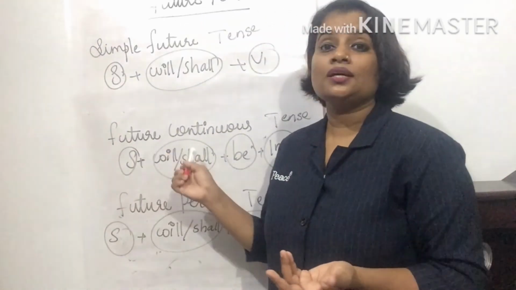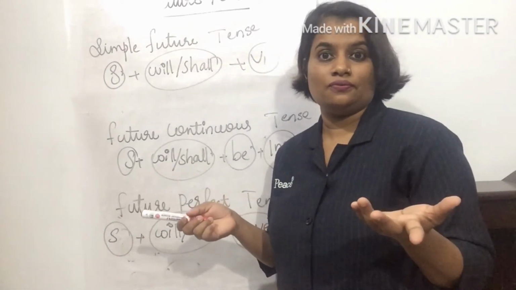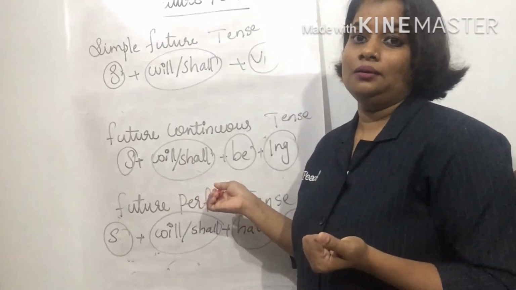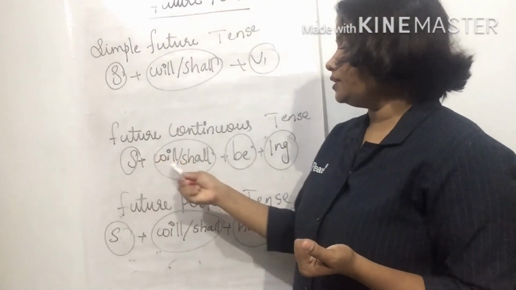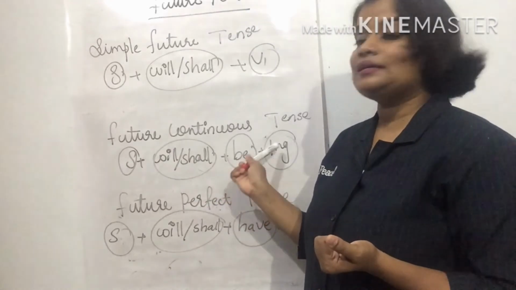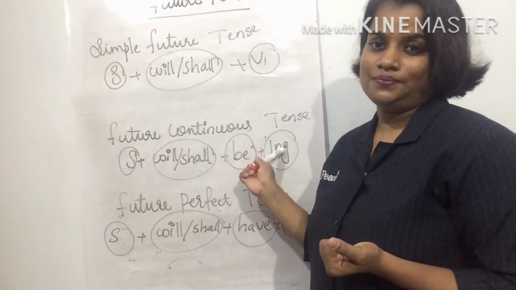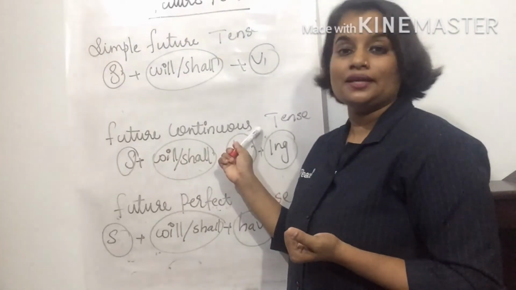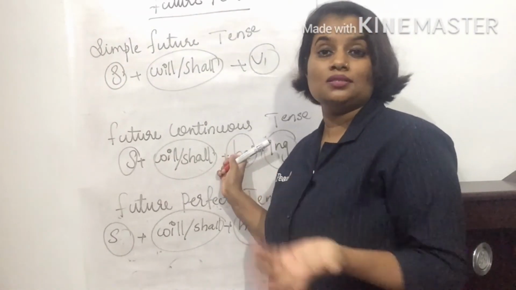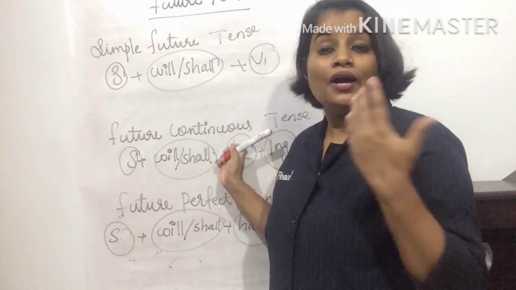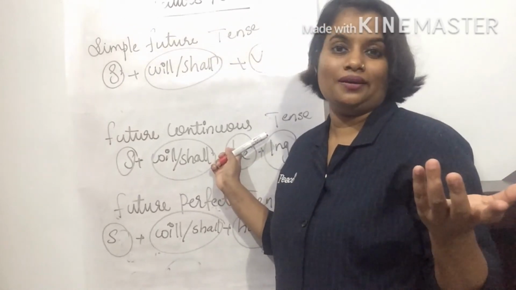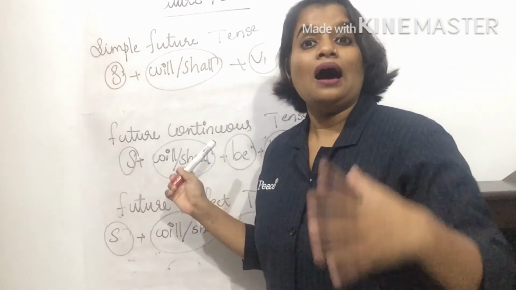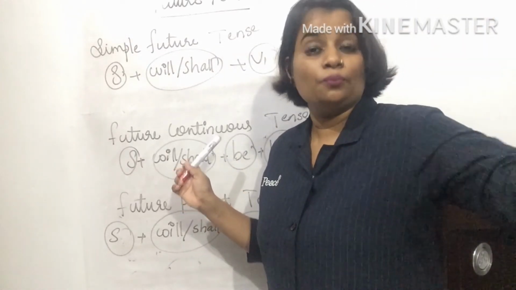Next one is future continuous or future progressive. So in this case we are using the be form. Subject plus will or shall plus be plus verb ing, or the ing form of the verb. That is the future continuous. I can tell you, tomorrow by this time I will be traveling to Mumbai. That is the future continuous tense. I will be traveling to Mumbai.